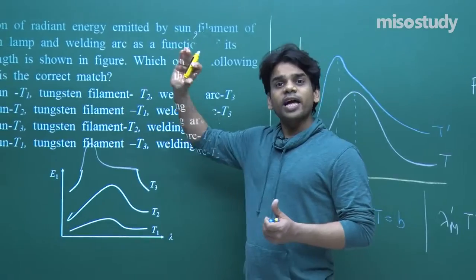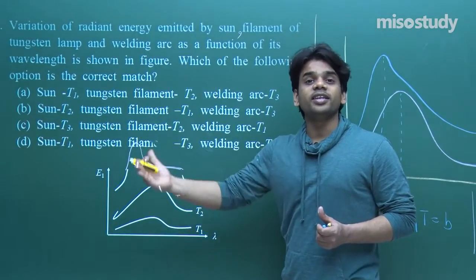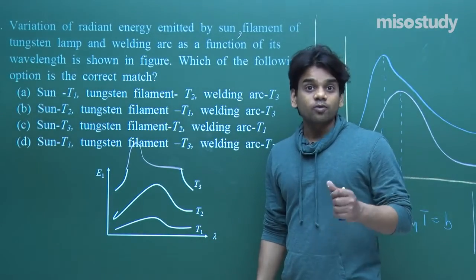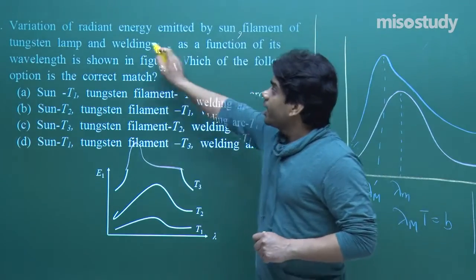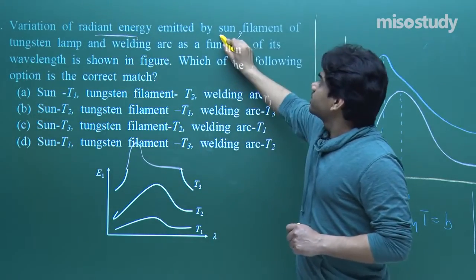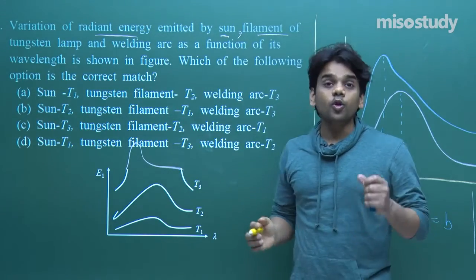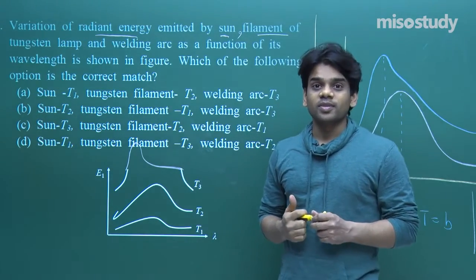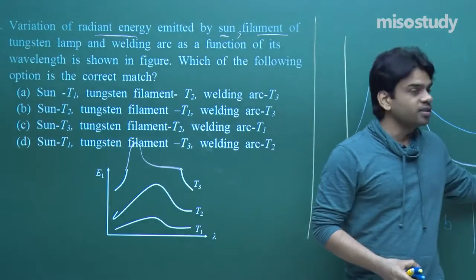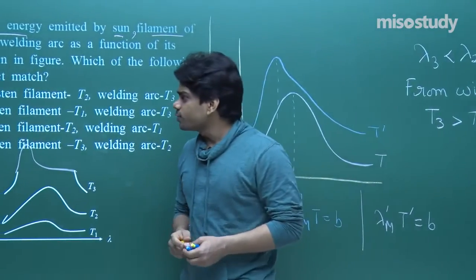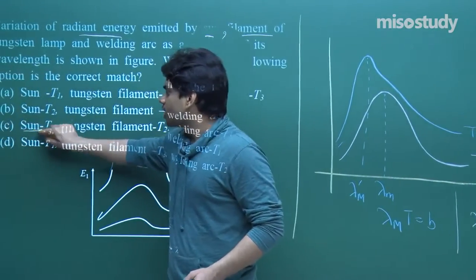Radiant energy, and you can directly relate radiant energy with the intensity. That is what you can directly do. Radiant energy of the sun, filament of a tungsten lamp and a welding arc. We all know that the sun will have the highest temperature, and the highest temperature in this case is T3. So the sun matches with T3, and option C clearly matches.